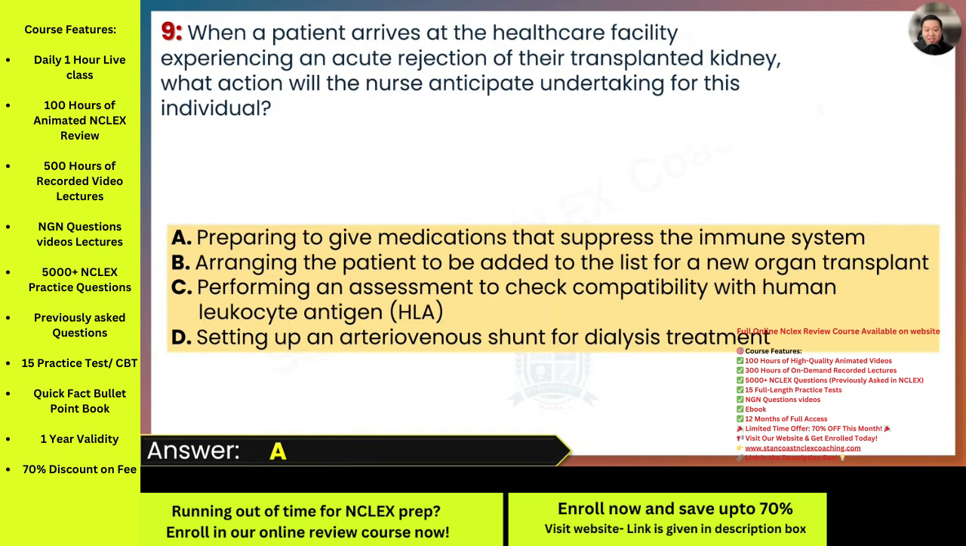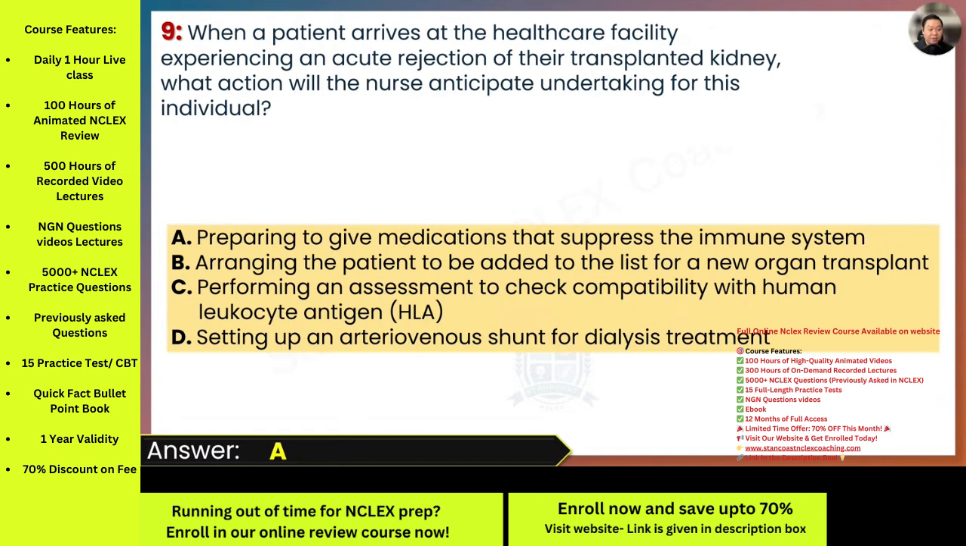And we know that the rejection is due to the body's immune system recognizing the transplanted kidney as foreign. And so the body is triggering an immune response. And to manage this, the nurse should anticipate administering immunosuppressive medications to suppress the immune system and to prevent further rejection. And so in this kind of scenario, expect that the immunosuppression will involve the use of corticosteroids, which are commonly used in transplant patients during the acute rejection episodes, to reduce the inflammation and also to reduce the immune activity.